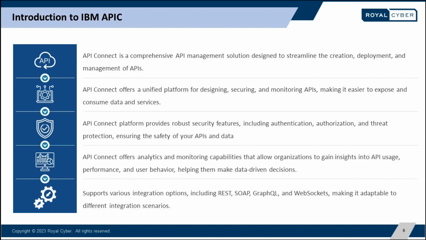API Connect also offers analytics and monitoring capabilities that allow businesses to gain overall insights into API usage. APIC also provides performance metrics and user behavior, helping them make data-driven decisions. We can also say API Connect supports multiple integration options including REST, SOAP, GraphQL, WebSockets. So it makes it adaptable to different integration scenarios. So these are all the high-level overview of IBM APIC.